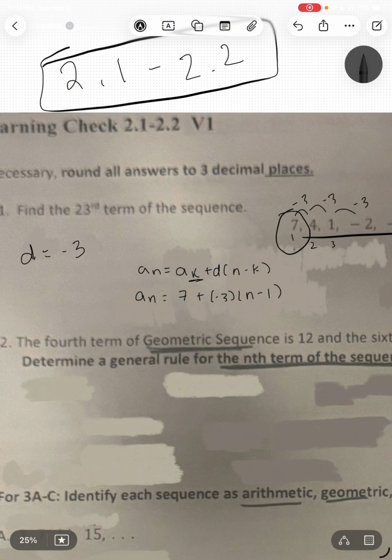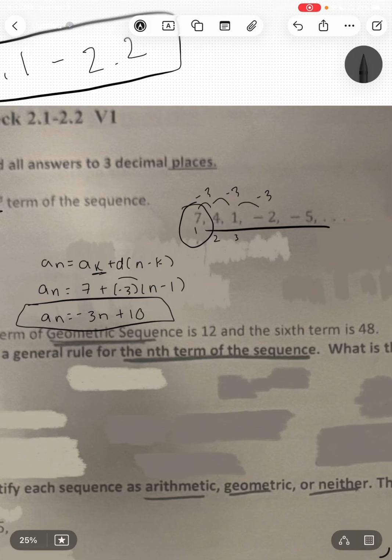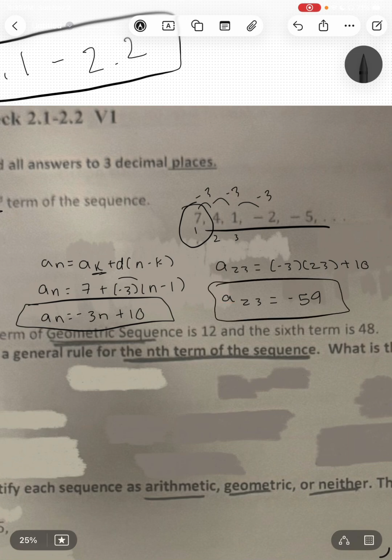Now we distribute -3N. -3 times -1 is +3, plus 7 is 10. And this is our formula. It is not asking for a formula, but it's asking for the 23rd term. But now that we have a formula, we can just plug in that number. So A23 is -3 times 23 plus 10, which gives us -59. We can use our calculator for this. So there it is.